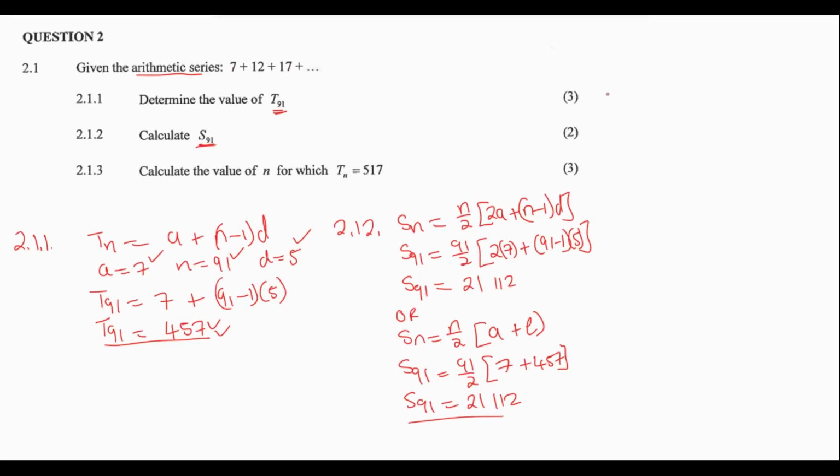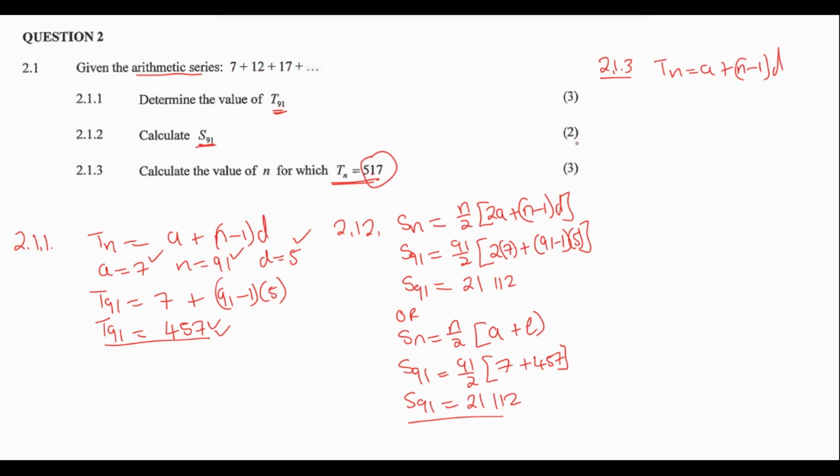Let's do question 213. Calculate the value of n for which Tn is 517. Right, so it means we're still using Tn. So Tn is equal to a plus (n minus 1)d. So our term is 517. Then 517 is term number what?